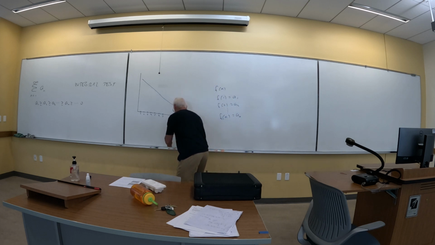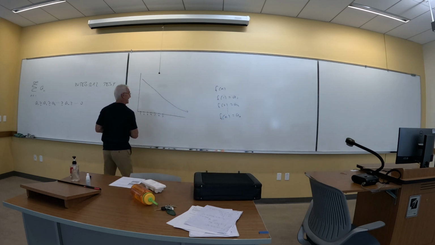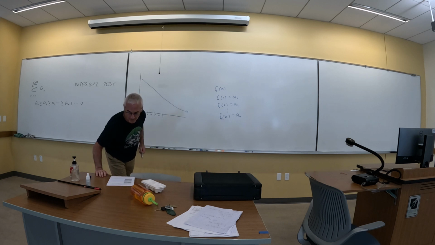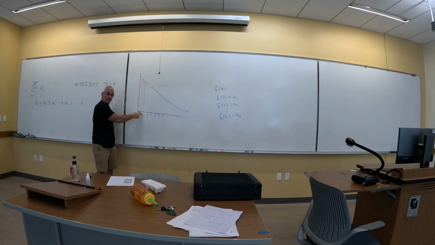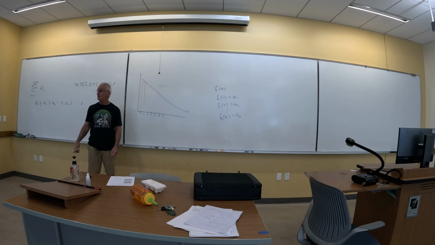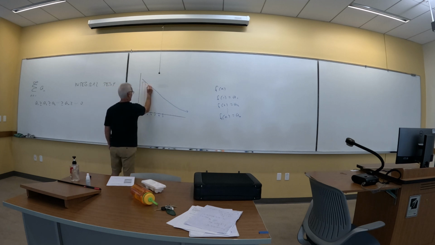So here's what I'd like to do. I'd like to make little rectangles. Let's see, I want to go like this. Notice this rectangle has width 1, and this rectangle has height A2. So the area of that rectangle is equal to A2. Everybody agree with that? And then I'm going to do the same thing for the next one. And I'm going to do this all the way down the line.